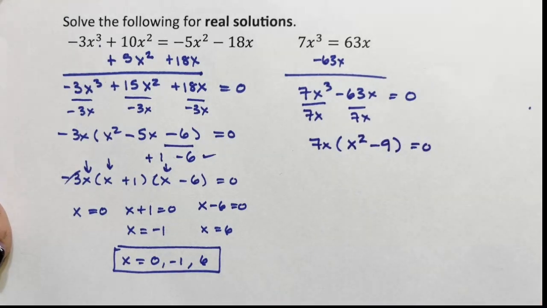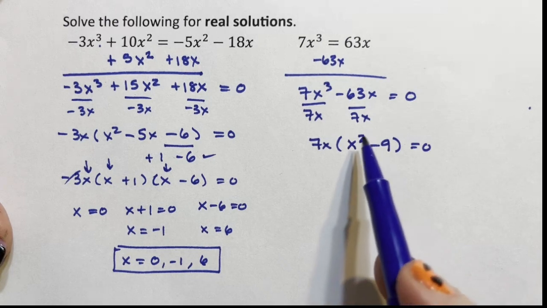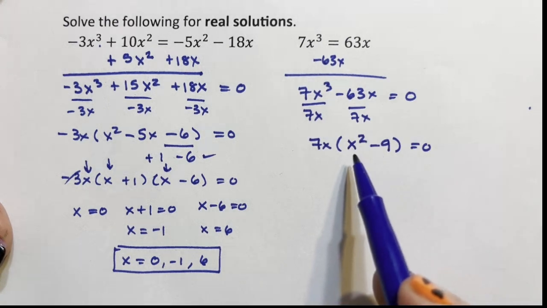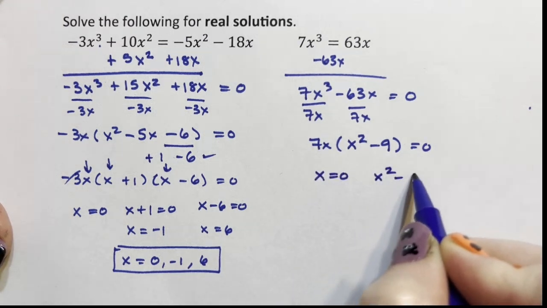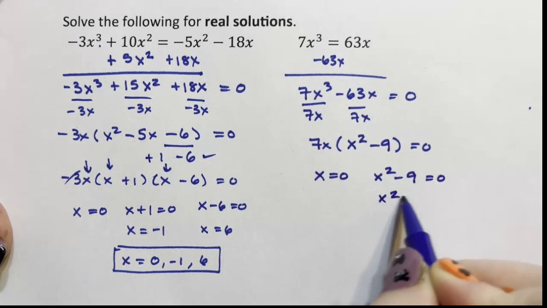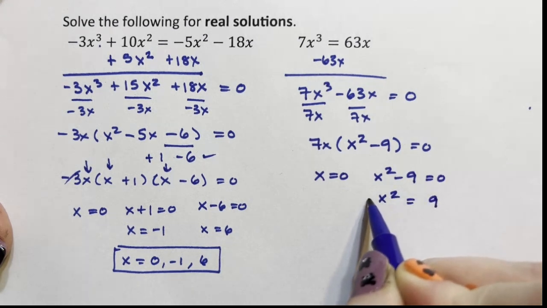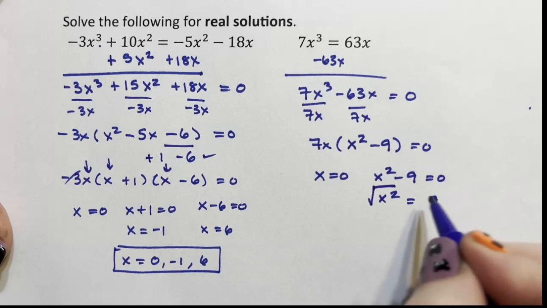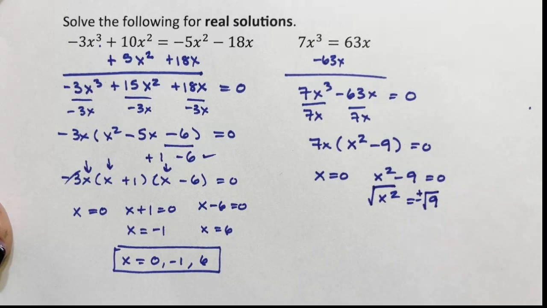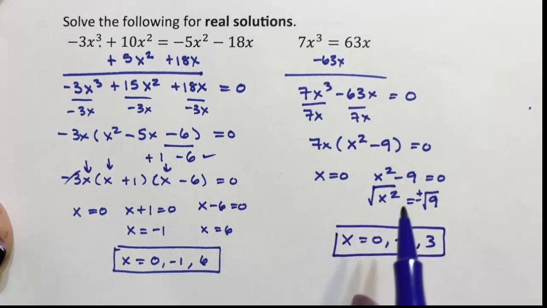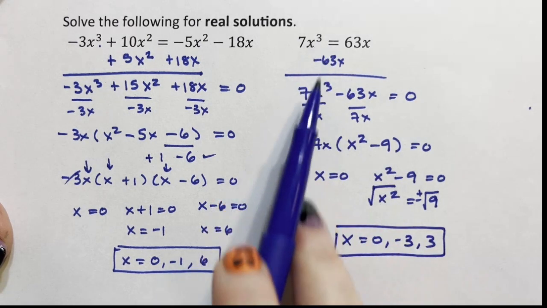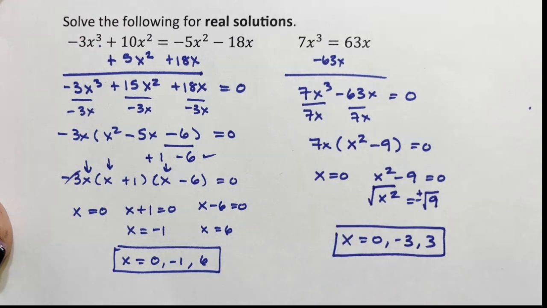I can factor this. It's a difference of 2 squares, but as long as I only have one variable, I'm going to say x is equal to 0 or x squared minus 9 equals 0 when x squared equals 9. When I, as the mathematician, introduce a square root, I have to acknowledge it could come from a good place or the bad place. So plus or minus. So I have x is equal to 0, negative 3, or positive 3. Once again, 3 solutions, 3 zeros.